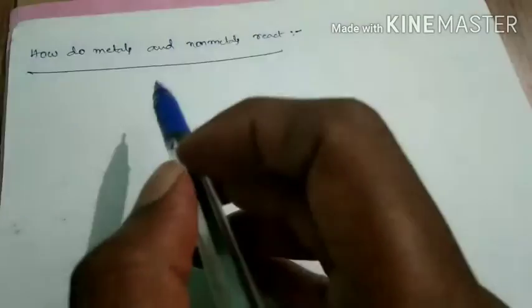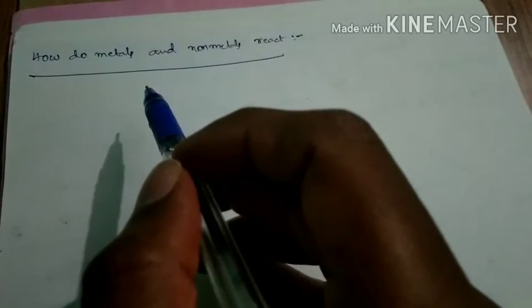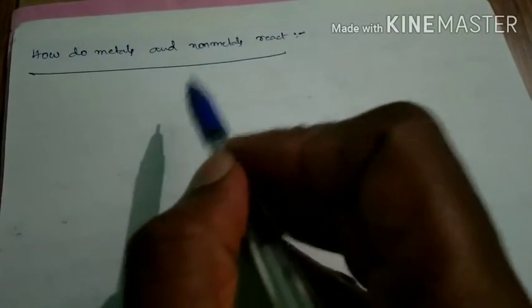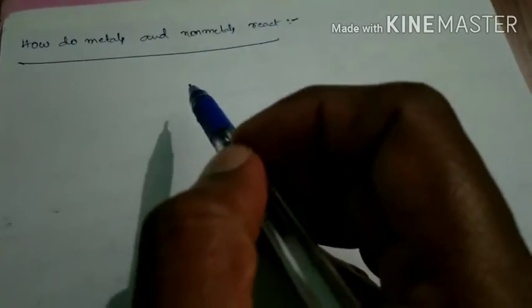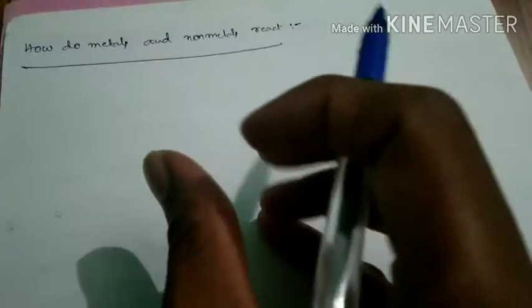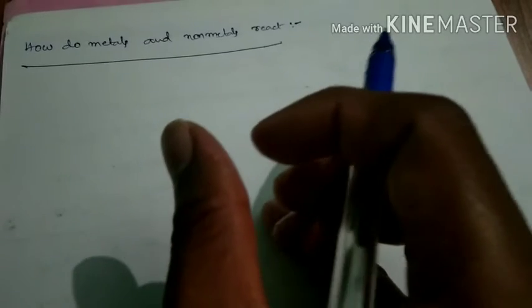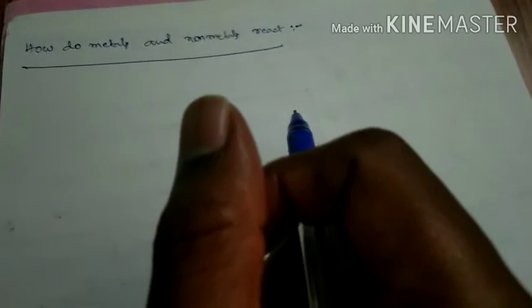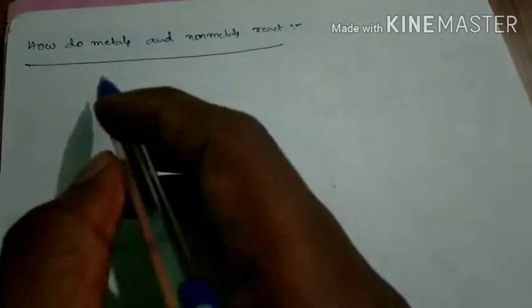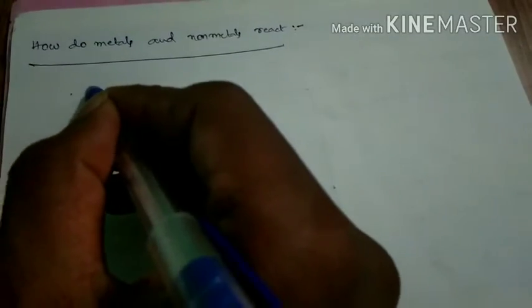Generally, a metal loses electrons and a non-metal gains electrons. I repeat once again: generally, a metal loses electrons and a non-metal gains electrons. For example, I will discuss some points. Take sodium.